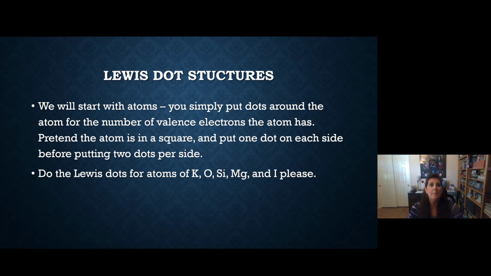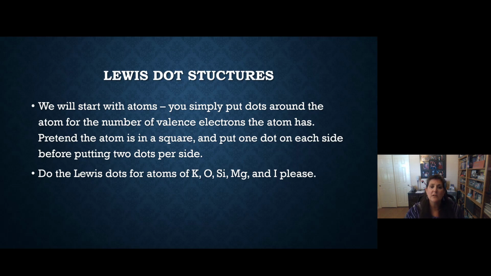All right, moving on to the main topic of this chapter, Lewis dot structures. We're actually going to start with atoms, then we'll move to molecules. So for atoms, you simply put dots around the atom for the number of valence electrons that the atom has. Pretend the atom is in a square. Put one dot on each side of the square before you double up and put two dots per side.